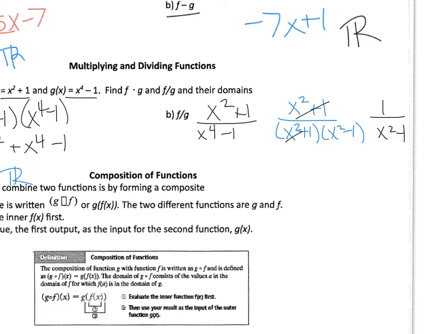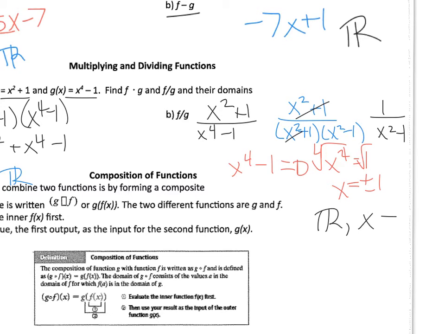So to find the domain for this, now you have a fraction. So that means that, remember, you can't divide by 0. So you can't put anything in for x that would make this denominator equal to 0. So what you do is you set the denominator equal to 0. So x to the 4th equals 1. Take the 4th root. So x equals plus or minus 1. So the domain would be all real numbers except x can't equal plus or minus 1. If you want, you could also write in interval notation.